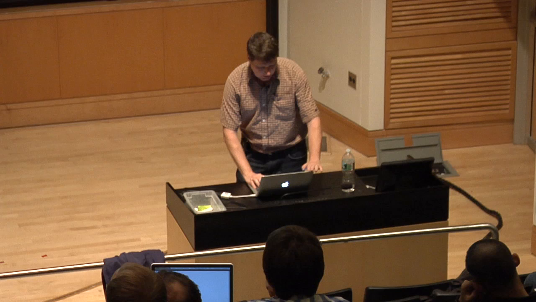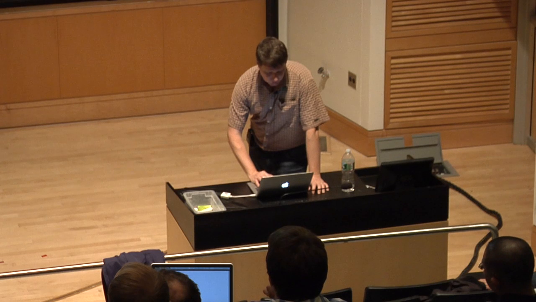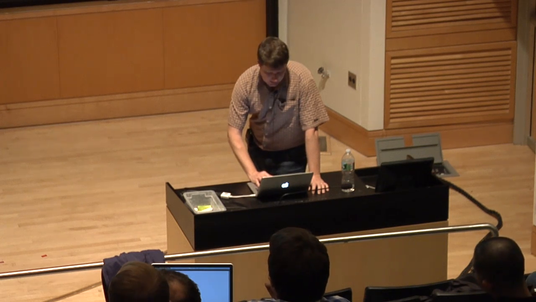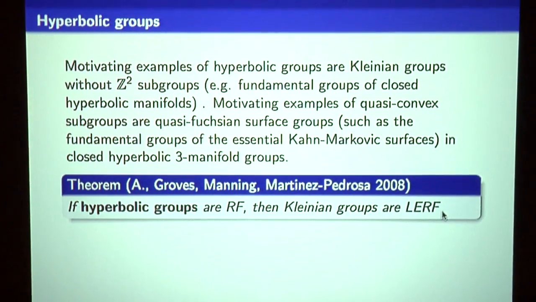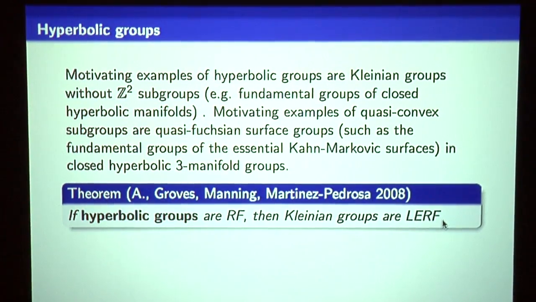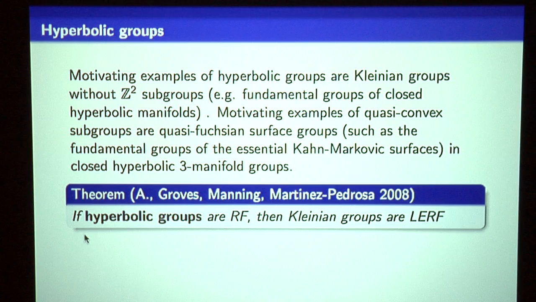So here's a theorem that I proved with Pedrosa, and Manning took care of the cusp case. If hyperbolic groups are residually finite, then Kleinian groups are locally extended residually finite. So we were interested in this question of whether Kleinian groups are LERF because of the obvious relevance to the virtual Haken question. But this hypothesis here is a very big hypothesis. Hyperbolic groups are residually finite.